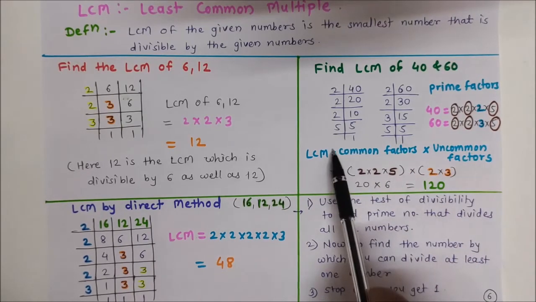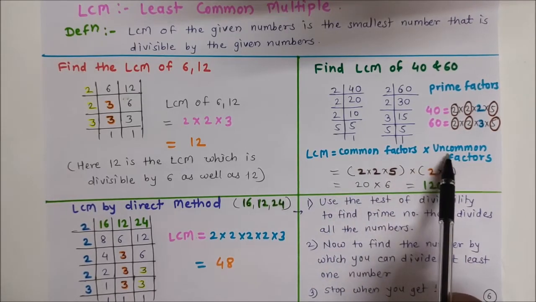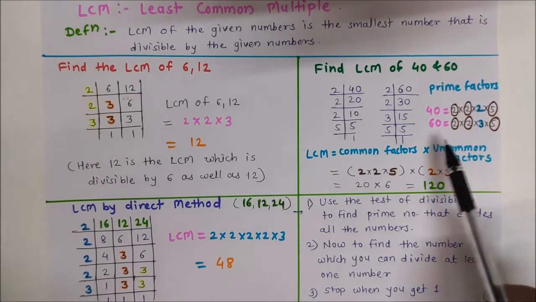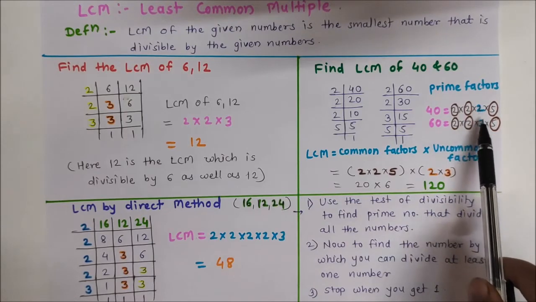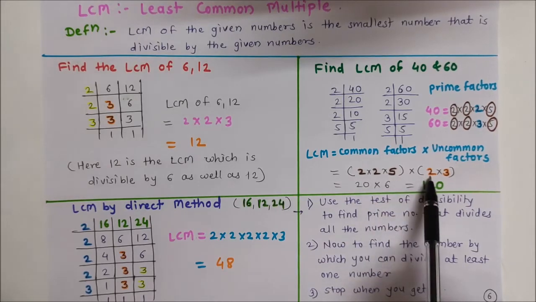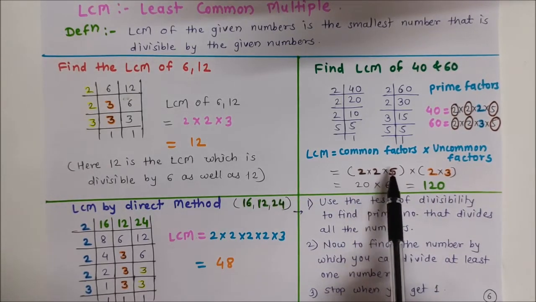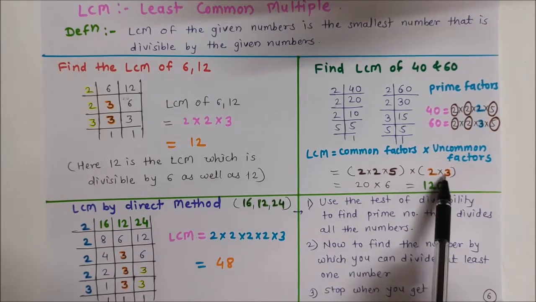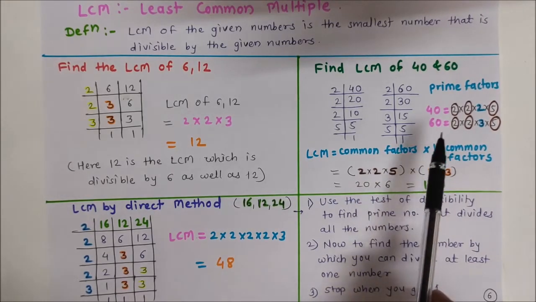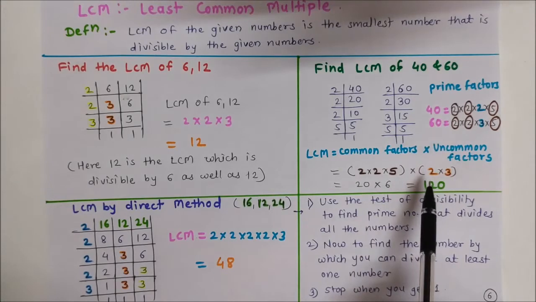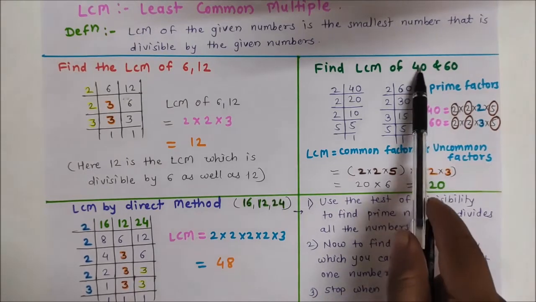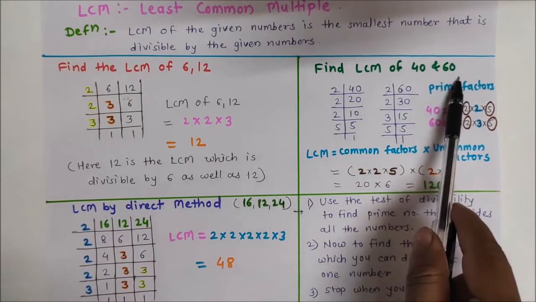So what is meant by LCM? LCM means common factors into uncommon factors. So here 2 into 2 into 5 are the common factors, and 2 and 3 are the uncommon factors. So do the multiplication between the common and uncommon factors. 2 2s are 4, 4 5s are 20, into 2 3s are 6, 20 6s are 120. So the LCM of 40 and 60 is 120. We have to check that 120 is divisible by 40 as well as by 60.